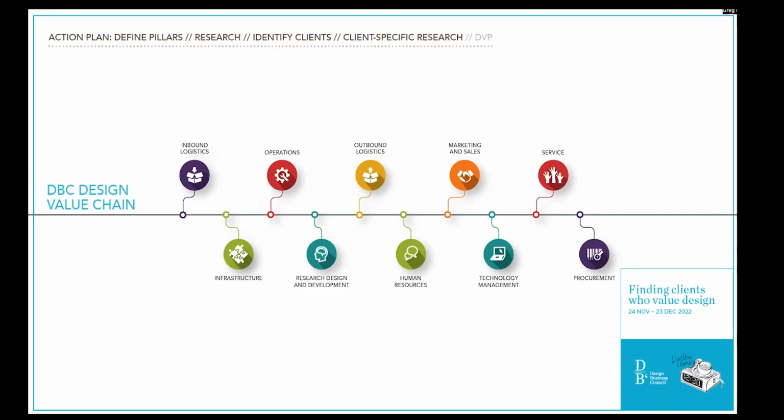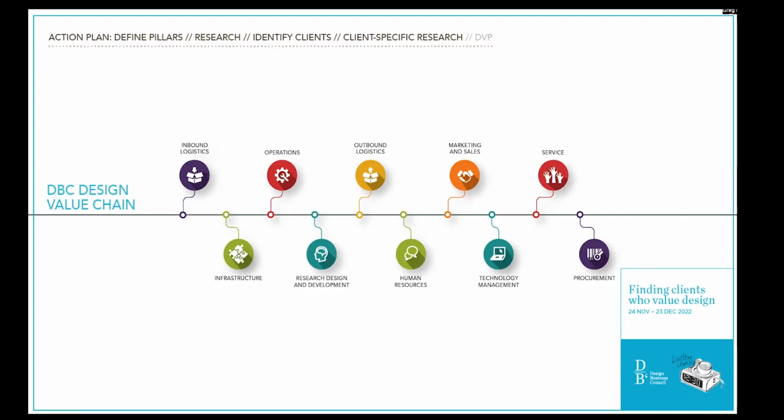HR is a very obvious one because there's a whole lot of internal communications. Technology management is the obvious intranet, the web, all of the electronic or digital communications that go on in the business. Procurement, you might think there's no space for design, but the modern thinking in procurement is that you should actually look at how you can work with the people you're buying from to help them improve their product, reduce its price, and give you the product at a better price.